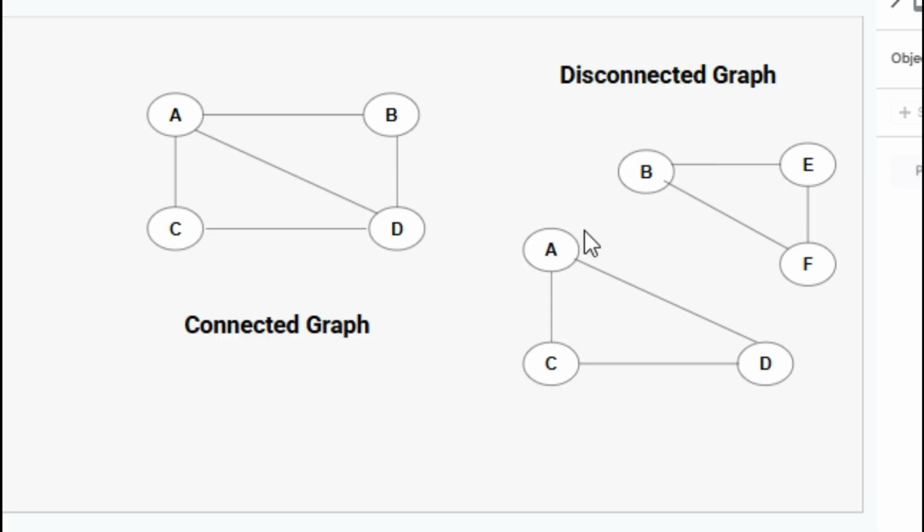There is one more kind of graph that is known as a disconnected graph. What do you mean by disconnected graph? Now see, if I want to connect from A to B or D to F or A to F, there is no connection. These two are separate graphs. These are not connected in any form, right? So this is known as a disconnected graph.